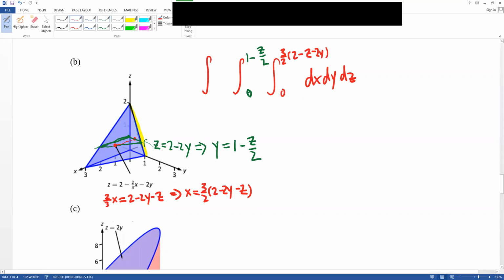And finally, the third one. Now I need to consider many planes, and they all stack together. The lower one, of course, is here, the z position is 0, and then the upper one, the top one, is 2. So this is how you would set up the integral if you do this order, dx, dy, dz.